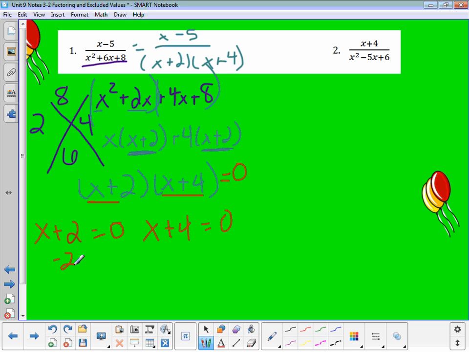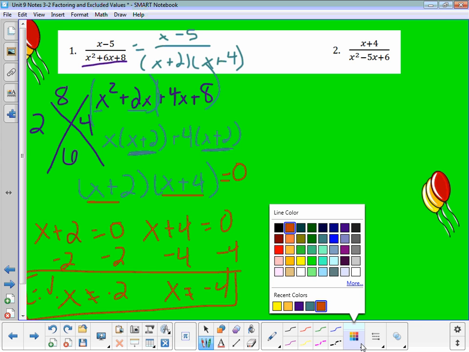So you're going to subtract 2 from both sides, and you get x is equal to negative 2. Here you're going to subtract 4 from both sides, and you get that x is equal to negative 4. So these are my excluded values, so I do want you to write EV. And when you write EV, put that little line through the equal sign. That means that it cannot be equal to those values. Okay? Let's take a look at number 2. So really your final answer for this one is this guy right here, that EV, x cannot equal negative 2 or negative 4 for your excluded values.